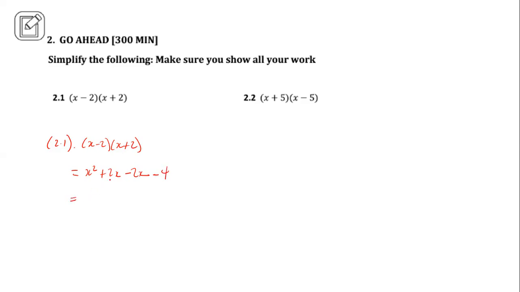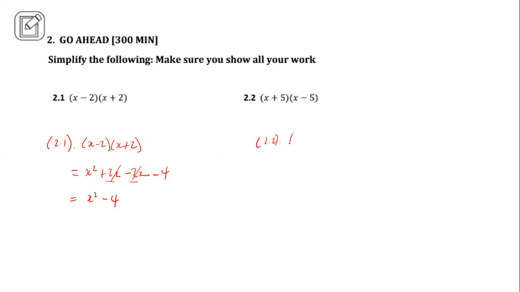And therefore now we can see that these are like terms. It's positive 2x, negative 2x. They're going to fall off to give 0. And therefore these we'll just write them as they are. So our final answer will be x squared minus 4, which is the final answer of these two binomials.